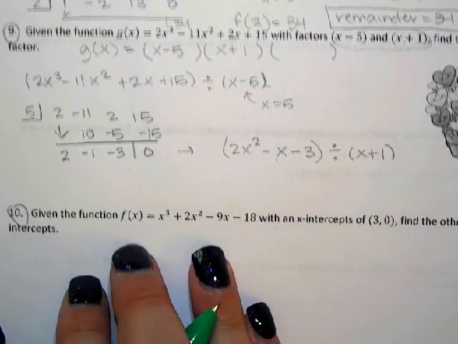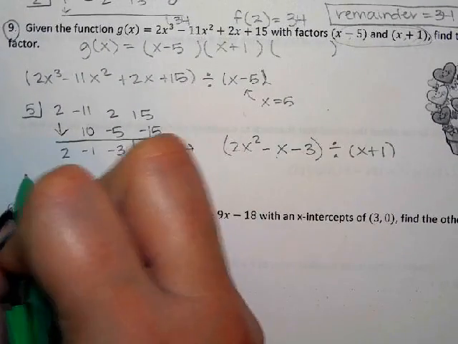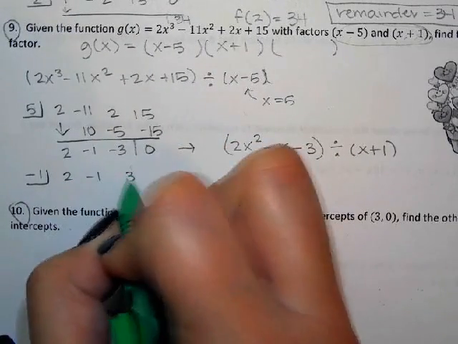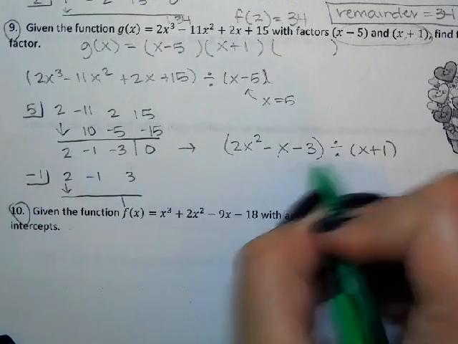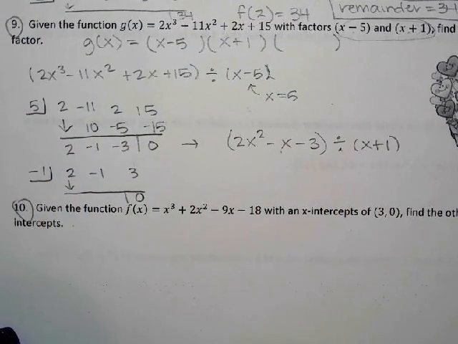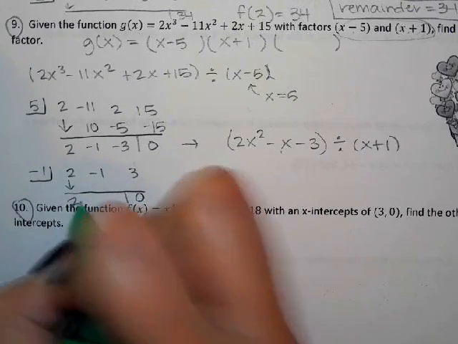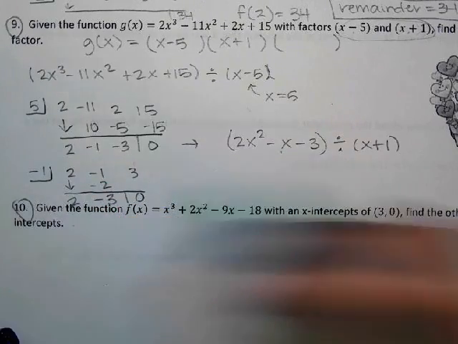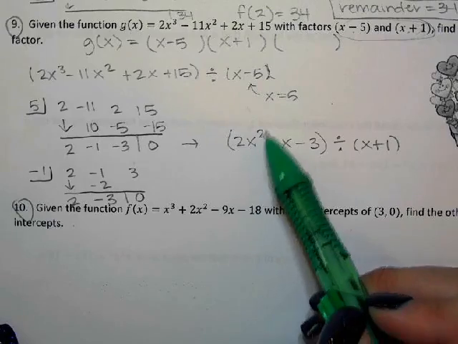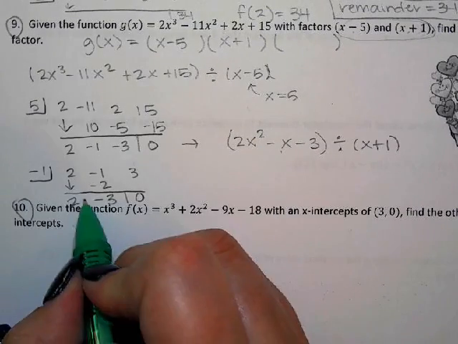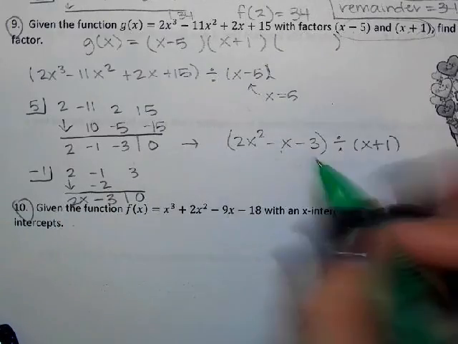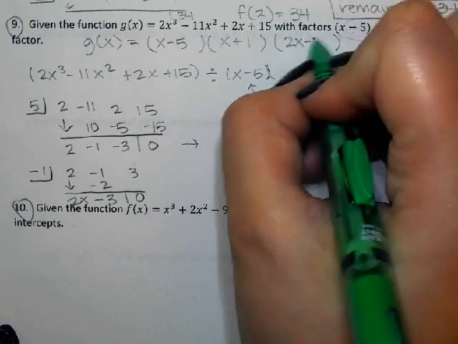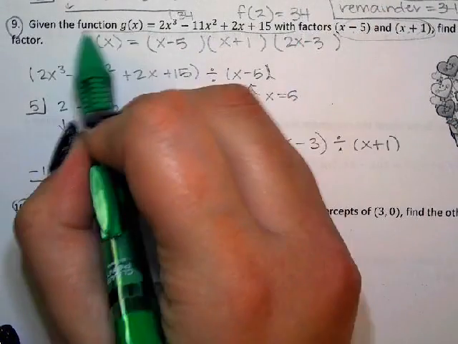So I'm going to do the process again. I'm going to divide by negative 1. I've got 2, negative 1, and negative 3. This is a factor, so my remainder is going to be 0. Drop down the 2. 2 times negative 1 is negative 2. Negative 1 and negative 2 gives me negative 3. Since that had an exponent of 2, this is just going to be an x. So this is 2x minus 3, which is the remaining factor. 2x minus 3. So this is what g of x is if you write it down as 3 factors.